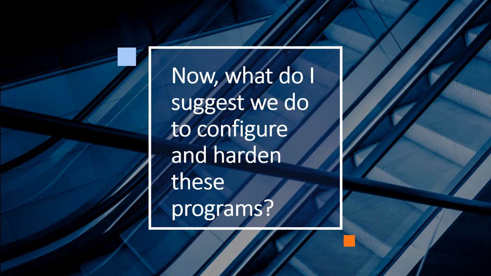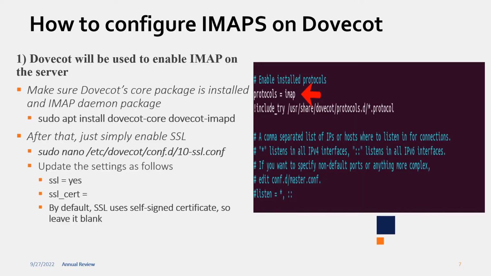So how are we going to configure these protocols for Linux and Windows? Let's go for it. In order to configure the IMAPS protocol for the Ubuntu server, we're going to be doing it on Dovecot. Make sure to keep that in mind, and make sure to keep this image in mind when we're about to go further into this.